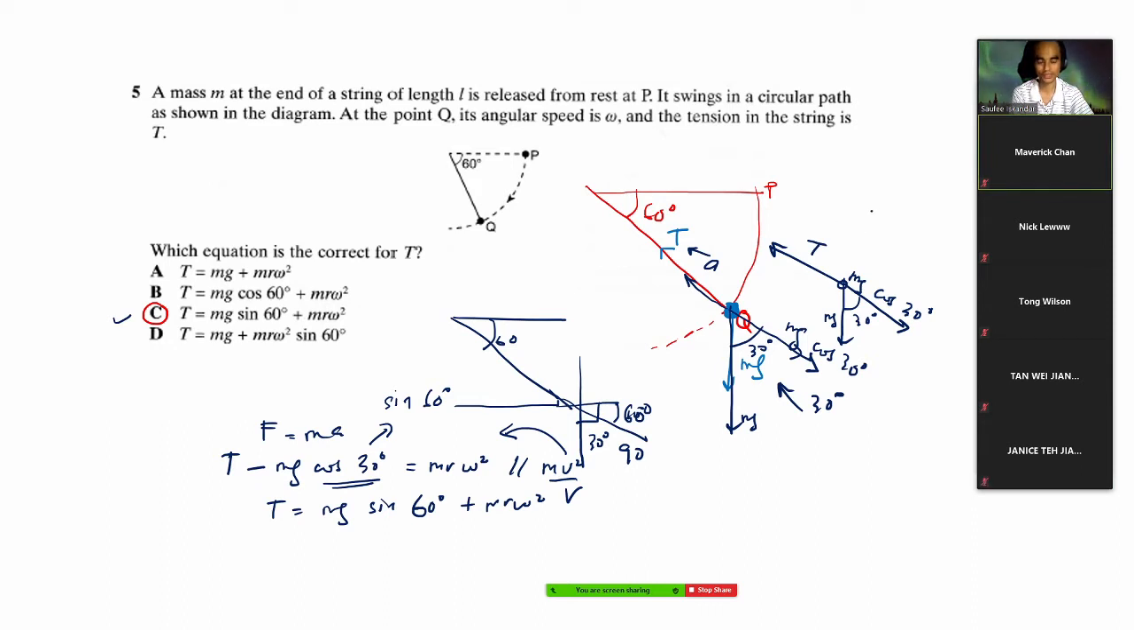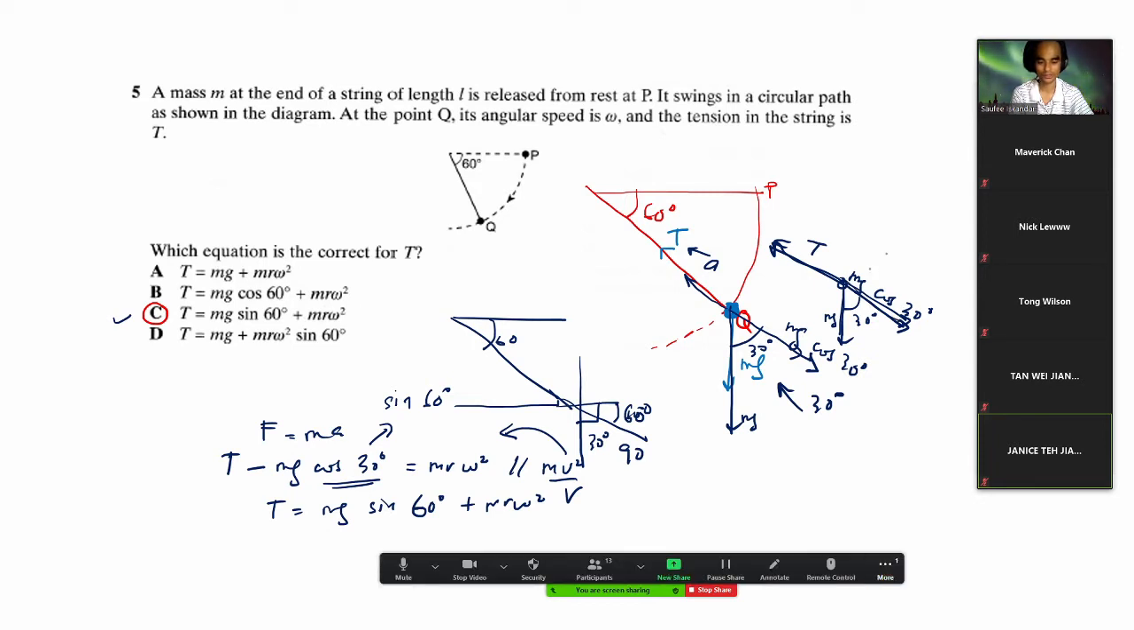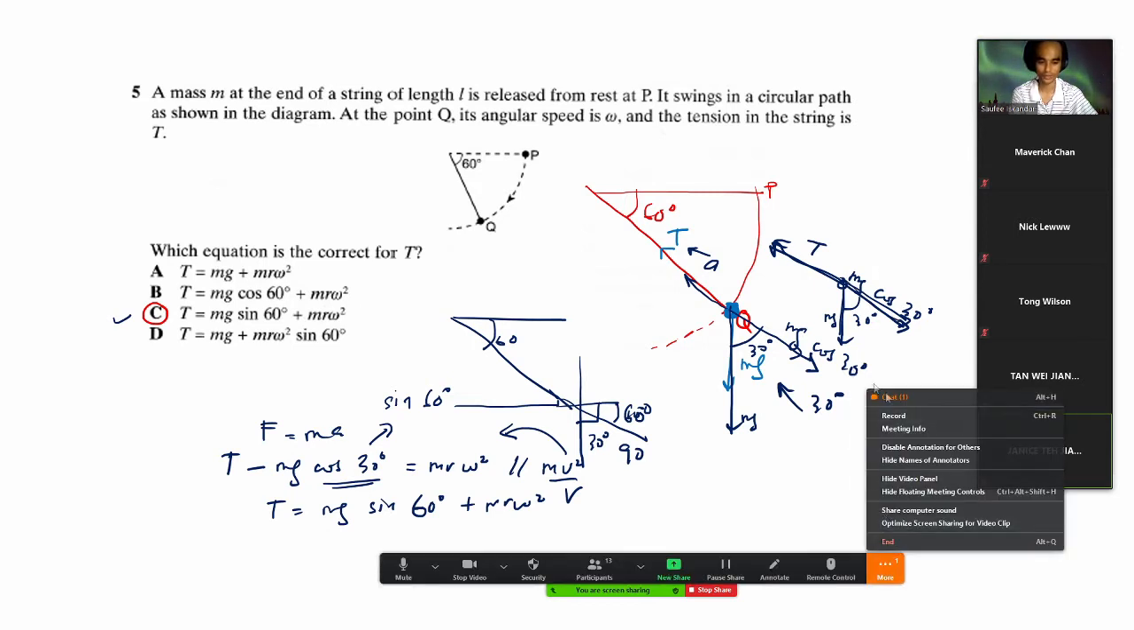You need any more explanation? So T pointing up, mg cos theta pointing down. Actually, mg is pointing downwards directly. So on the right side will be mg cos theta. Okay.